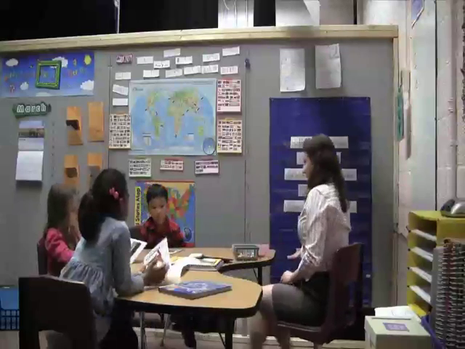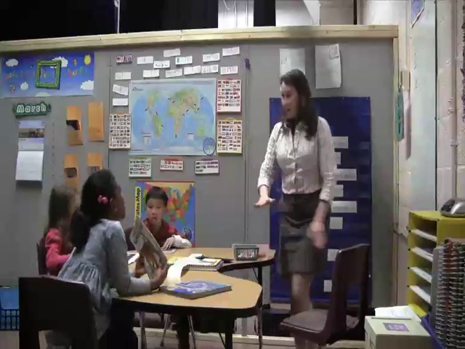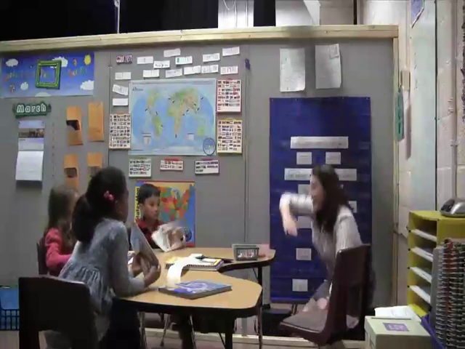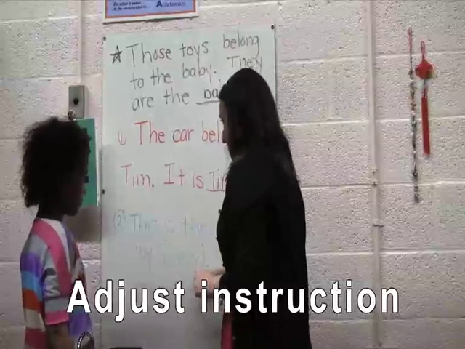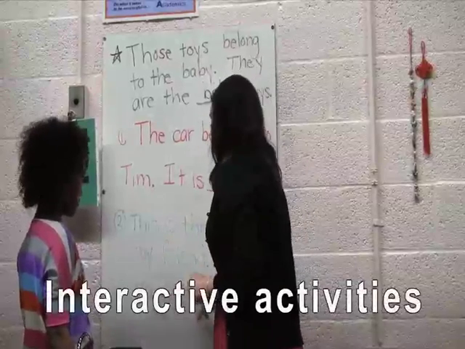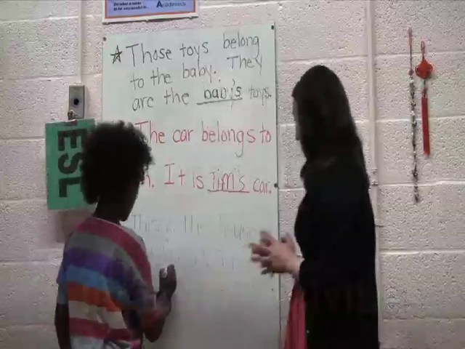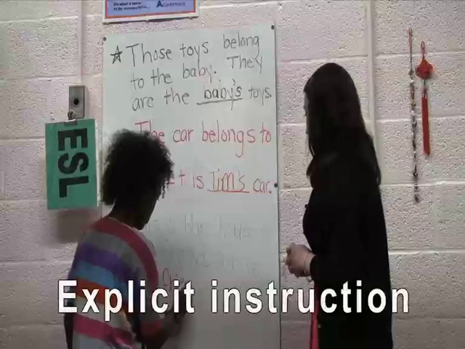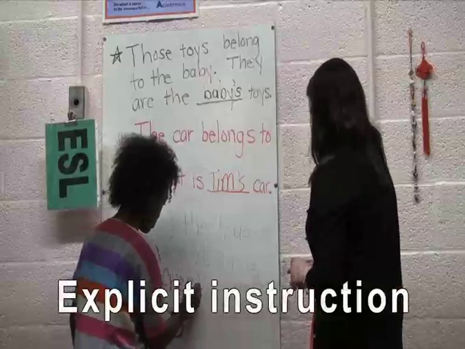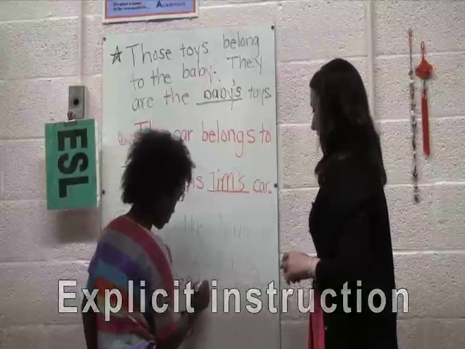Tier 2 programs should be provided in the same language as the student's core literacy instruction. Teachers should adjust instruction when students experience difficulty, engage their students in interactive activities, foster vocabulary and comprehension development, and provide high-quality explicit instruction on phonemic awareness and decoding.